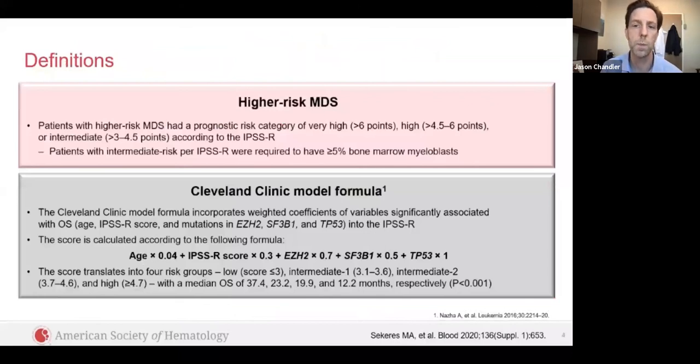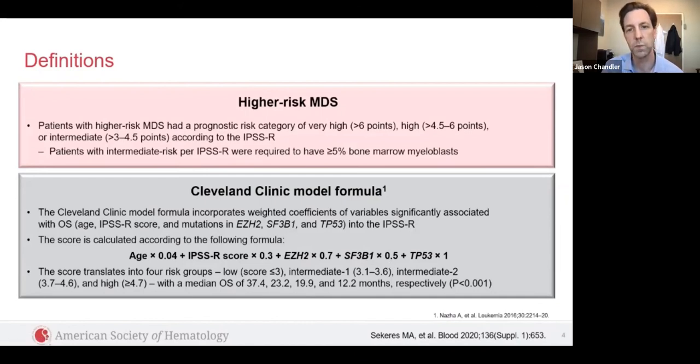Just to harp on what we talked about earlier, some patients that are high risk MDS or low risk MDS can actually be bumped up with mutations. And so one model is the Cleveland Clinic model that uses this formula. And if you have certain mutations, they're good or bad and kind of bump it up.